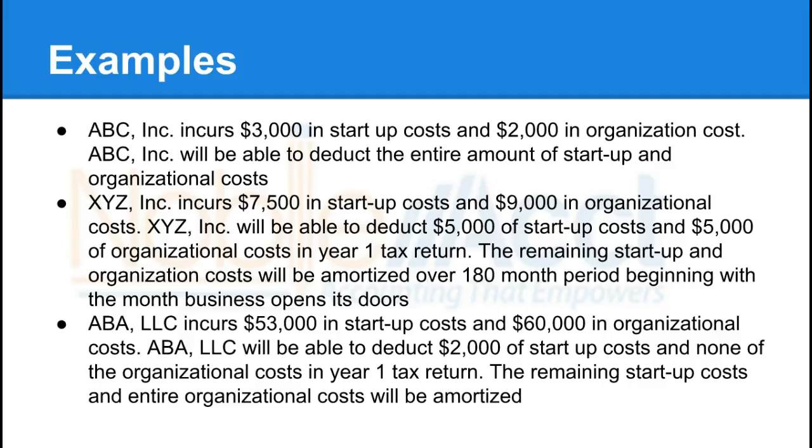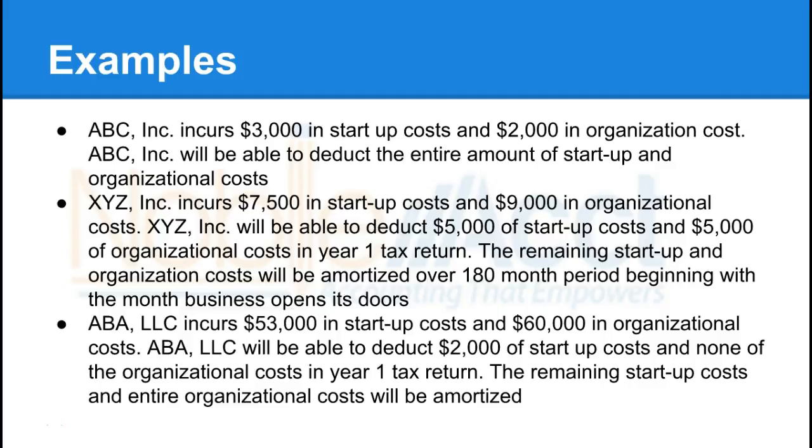Now let's take a look at a third example. Say, for example, ABA LLC incurs $53,000 in startup costs and $60,000 in organizational costs. Now, as we mentioned before, a business can deduct $5,000 of startup costs and $5,000 of organizational costs in the year it starts operating the business. But this amount has to be reduced by any amount that goes over $50,000. So in this case, both of these costs exceed the $50,000 threshold. So the startup cost deduction of $5,000 will have to be reduced by the amount that goes over $50,000.